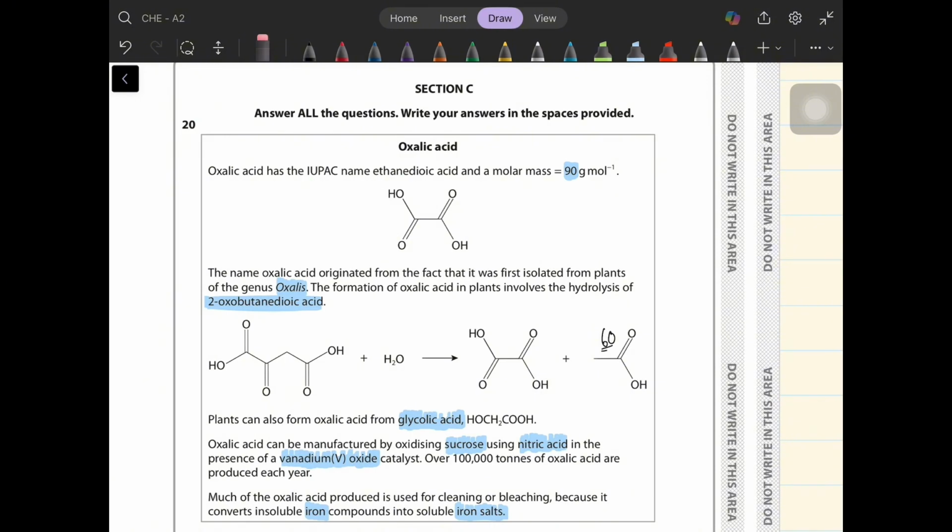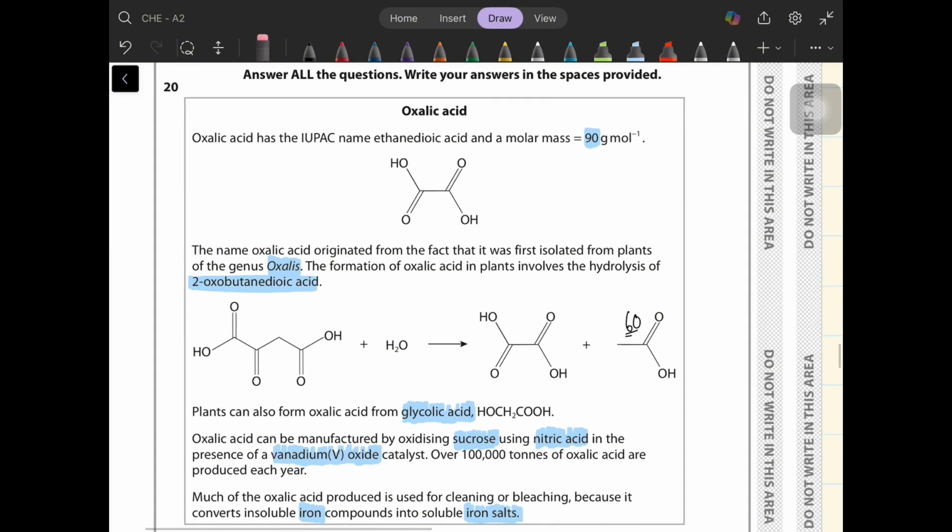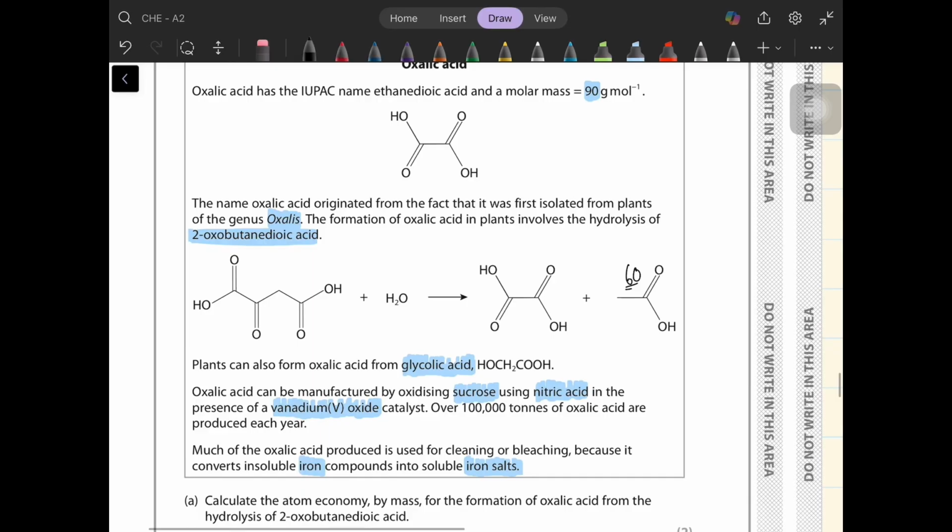All right. Oxalic acid has the IUPAC name of ethane dioic acid and has a molar mass of 90 gram per mole. The name oxalic acid originated from the fact that it was first isolated from plants of the genus Oxalis. Some biologists are just trying to frighten you. Do not worry about all this, because this isn't gonna be much difficult, right?